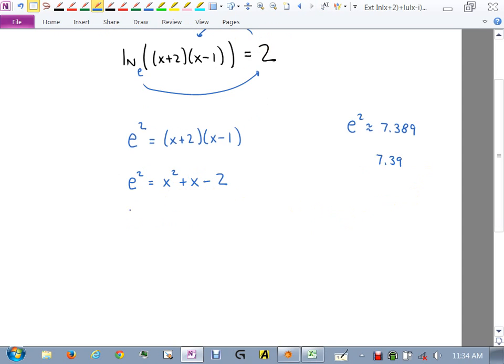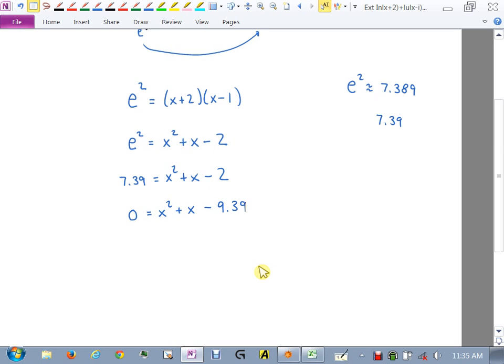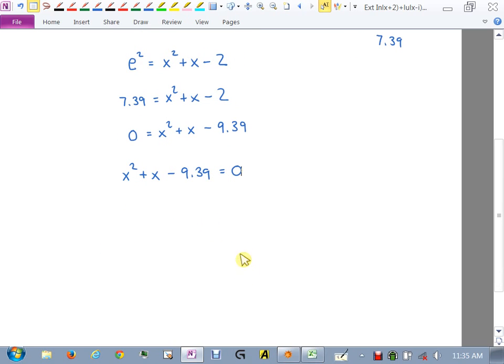Okay, so I'm going to write this 7.39 equals x squared plus x minus 2. I will subtract 7.39 on both sides so I can get a 0. Comes out to be negative 9.39, right? And at this point, I'll rearrange it. There's no technique of factoring that you're going to be able to do to get me a solution here, right? So you're going to have to use the quadratic formula.